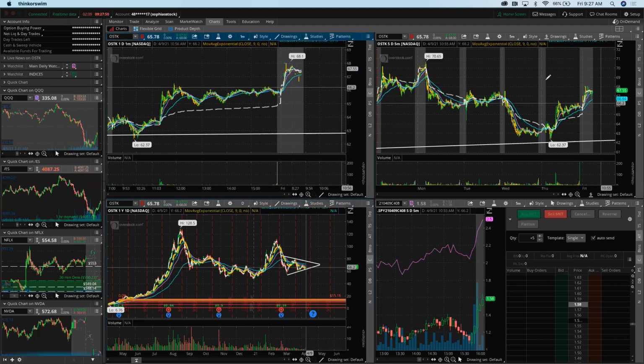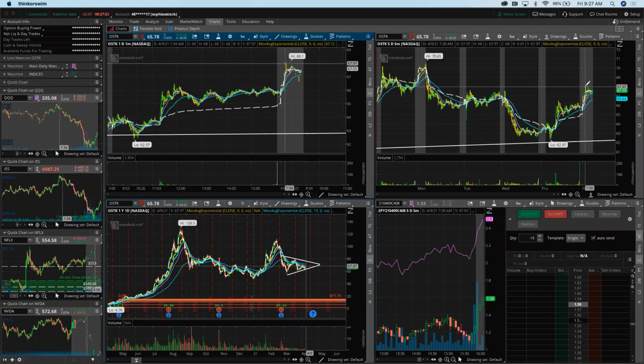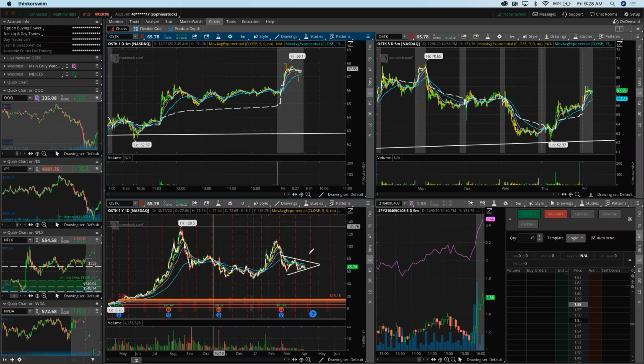So looking at 68 breaking pre-market here, and then 70.65, which is a break of this high from yesterday. Yeah, you got it. Then we have that consolidation going on too. So if that triangle breaks one direction or another, it's on a larger time frame.